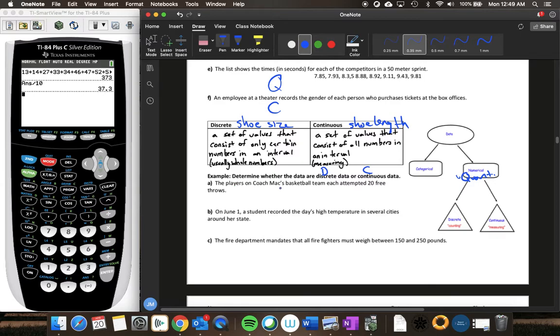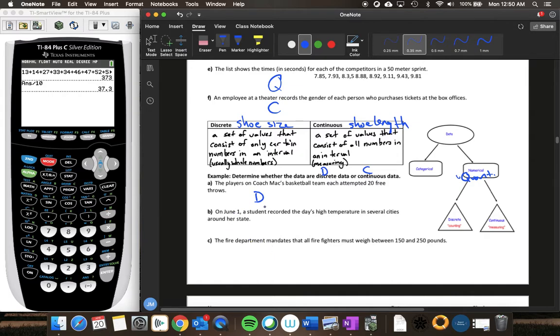So the players on Coach Mac's basketball team each attempted 20 free throws. So let's think about some possibilities. You could make 9 free throws. You could make 12 free throws. You could make 15 free throws if you're good. Could you make 14.2 free throws? And the answer is no. You can only make a whole number of free throws. That means that this is going to be discrete data.